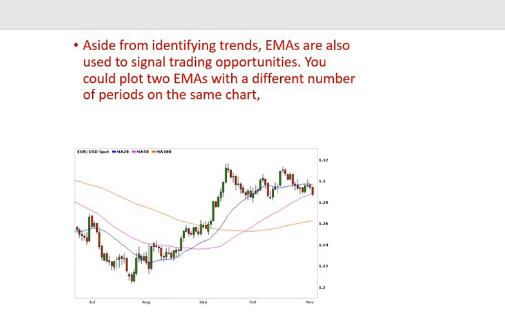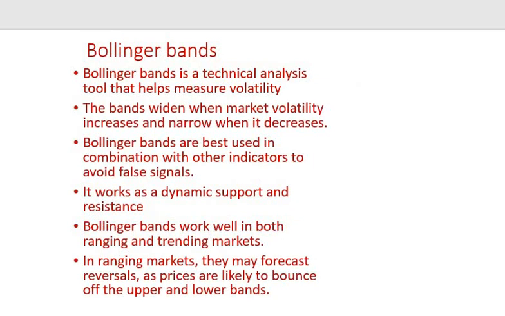Let's move to the next slide now. This is another powerful indicator called the Bollinger Band. Bollinger Band is a very, very powerful indicator. It is a technical tool that helps to measure the volatility of the market. It is a very good tool. It can show you the entry, it can show you the exit.